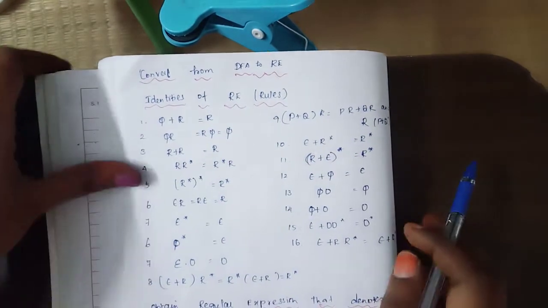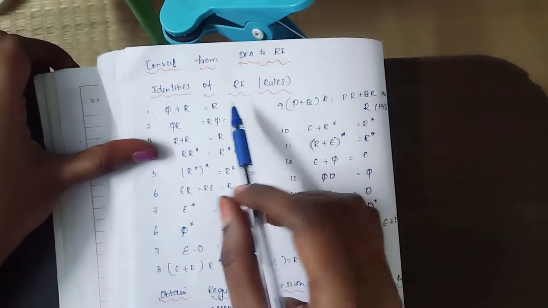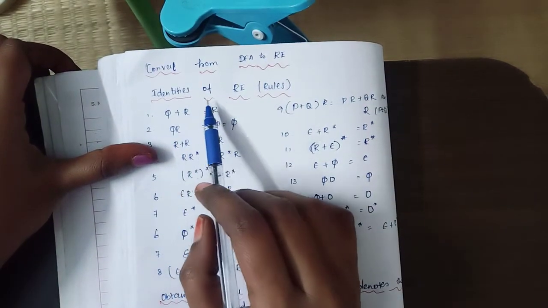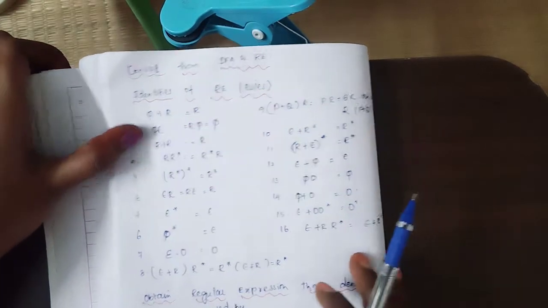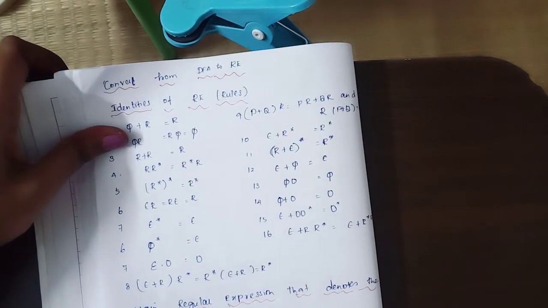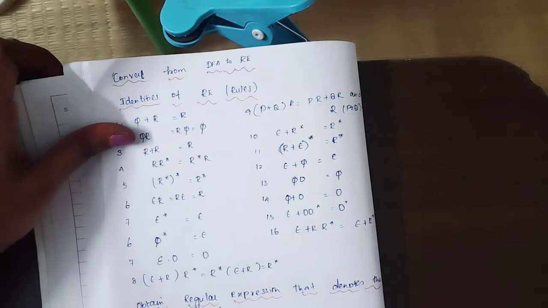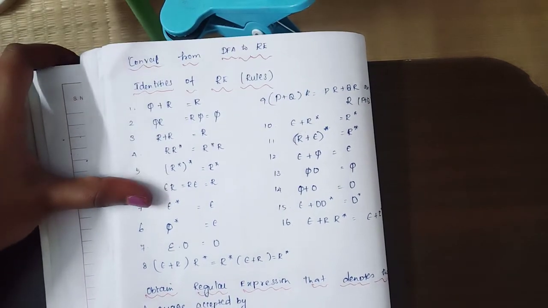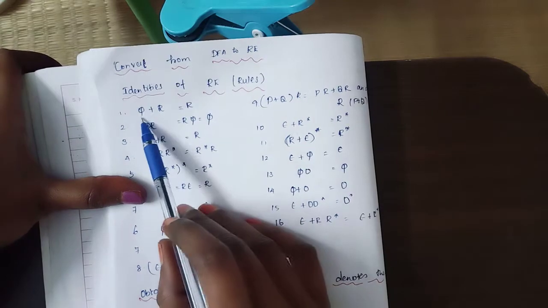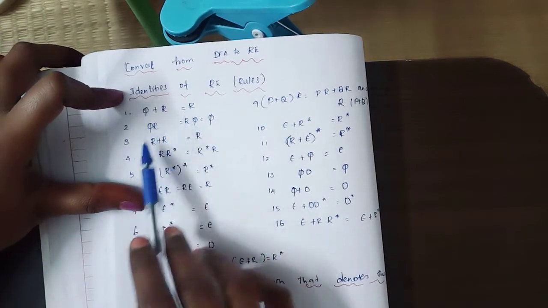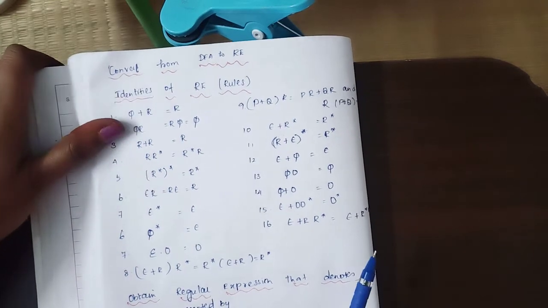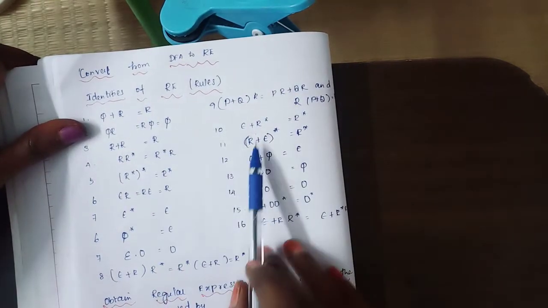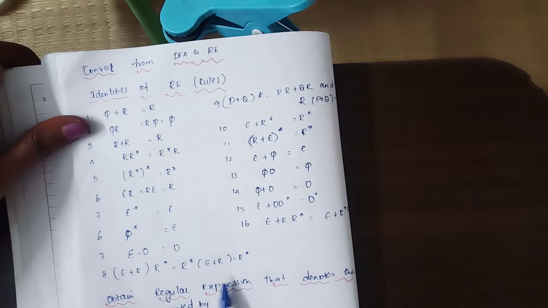So for this we will have these rules, identities of regular expression rules. So the rules are as follows. Whenever you need, just refer to these rules and you will have the idea to convert from this DFA to a regular expression. These are the important rules, known as the different identity rules of regular expression. Just refer to these rules and you'll have the idea how to solve this, right?